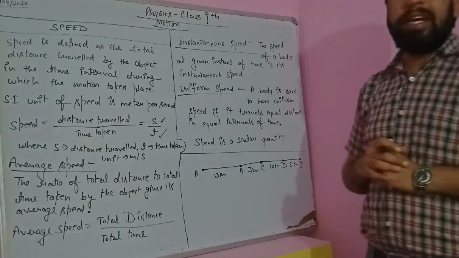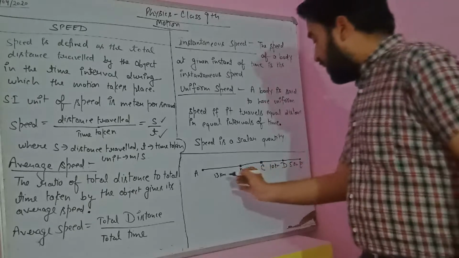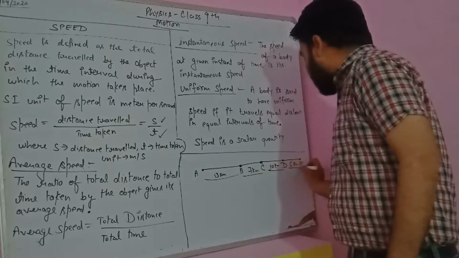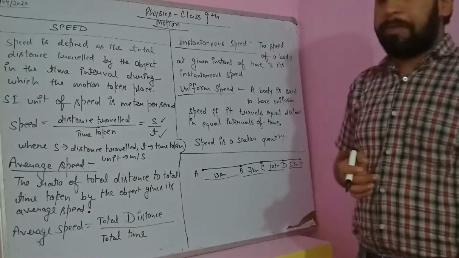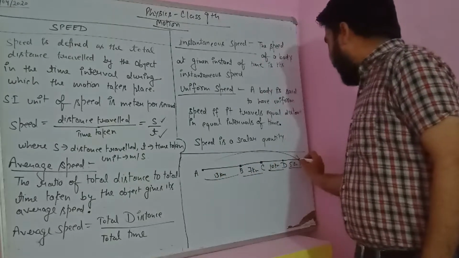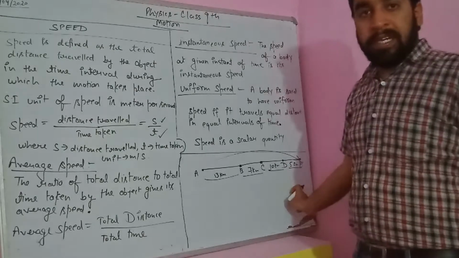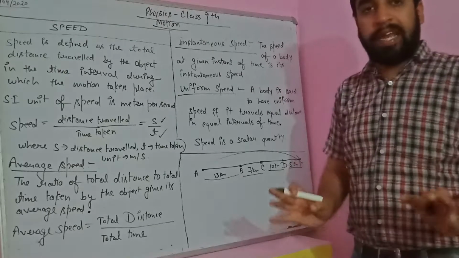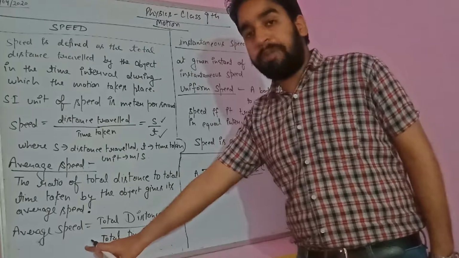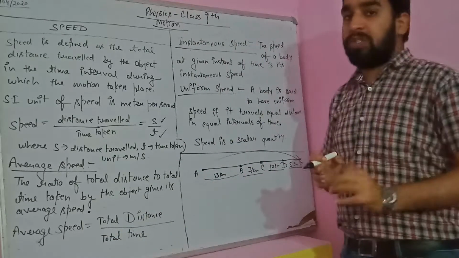Now, how to calculate the speed? For calculating the speed, we should have the total distance, 13 plus 7 plus 10 plus 5, and the total time. We should have the time taken by the object from A to E. If we have the total distance and the total time, then we can calculate the average speed. So the formula for average speed is the total distance divided by total time. I hope you understood this.